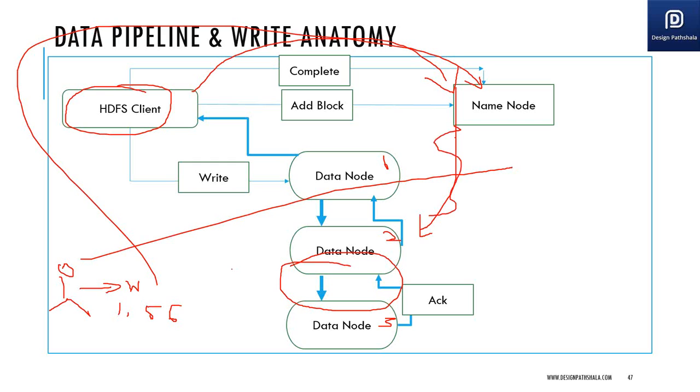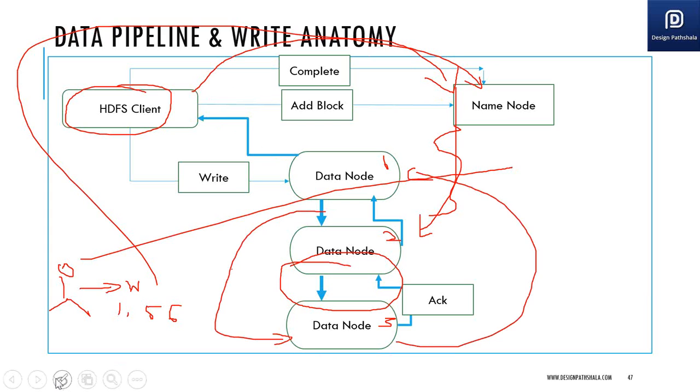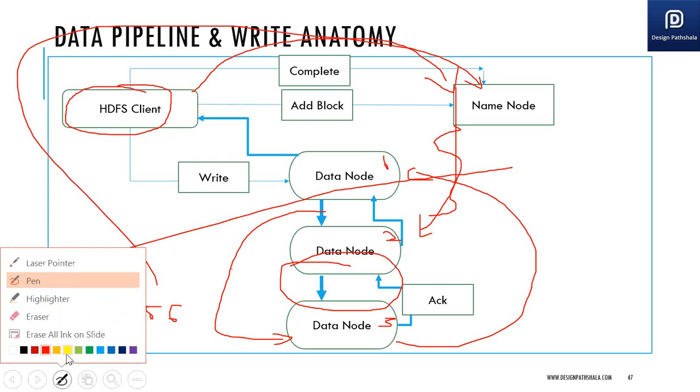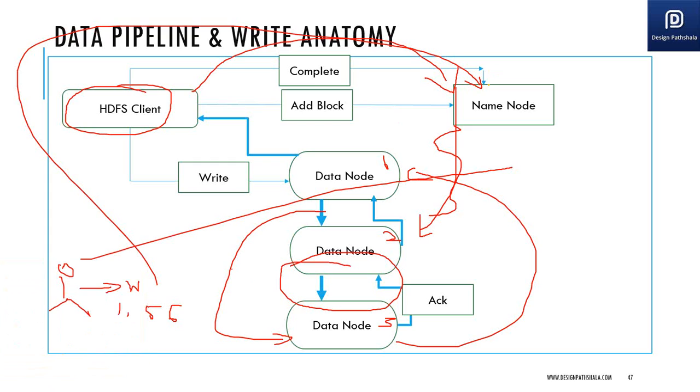What happens is that when data node 1 tries to write to data node 2 and data node 2 is down, it will send a write signal to data node 3. Data node 3 will send an acknowledgement to data node 1, which will send an acknowledgement to the HDFS client, and that will send an acknowledgement to the name node. Now the name node knows that the block was copied to data node 1 and data node 3 only, and for data node 2 it failed.